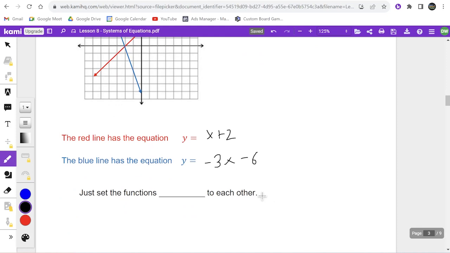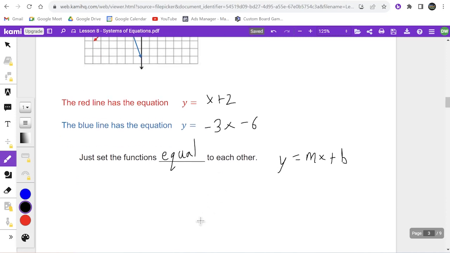And now if you want to use the substitution method, and this is an oversimplified version of this, one thing you can do is just set the functions equal to each other. Keep in mind, this only works if the functions are written in y equals mx plus b. If they are not written in y equals mx plus b, this method won't work exactly. But I can set the functions equal to each other. So in other words, x plus 2 equals negative 3x minus 6.